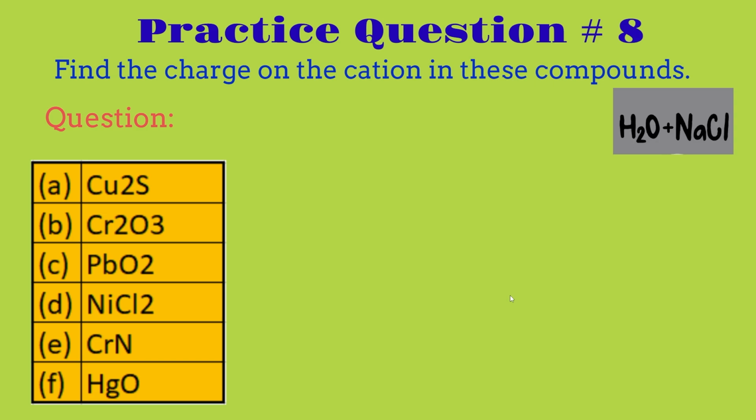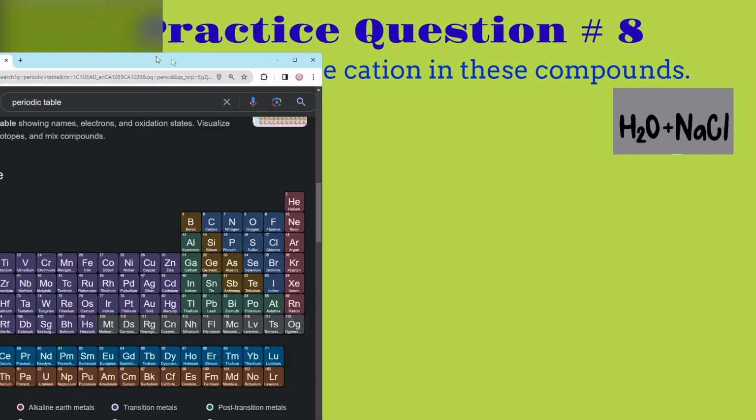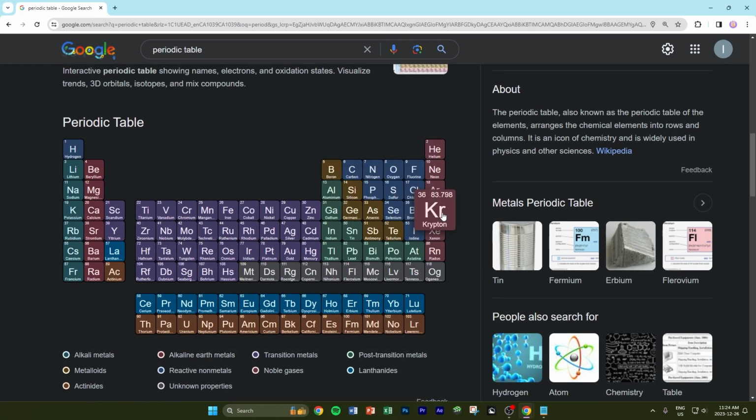If we need to find the charge, let's look at the back element, which is the anion. Sulfur is in the back of the first one. If we pull out the periodic table again, sulfur's atomic number is 16.